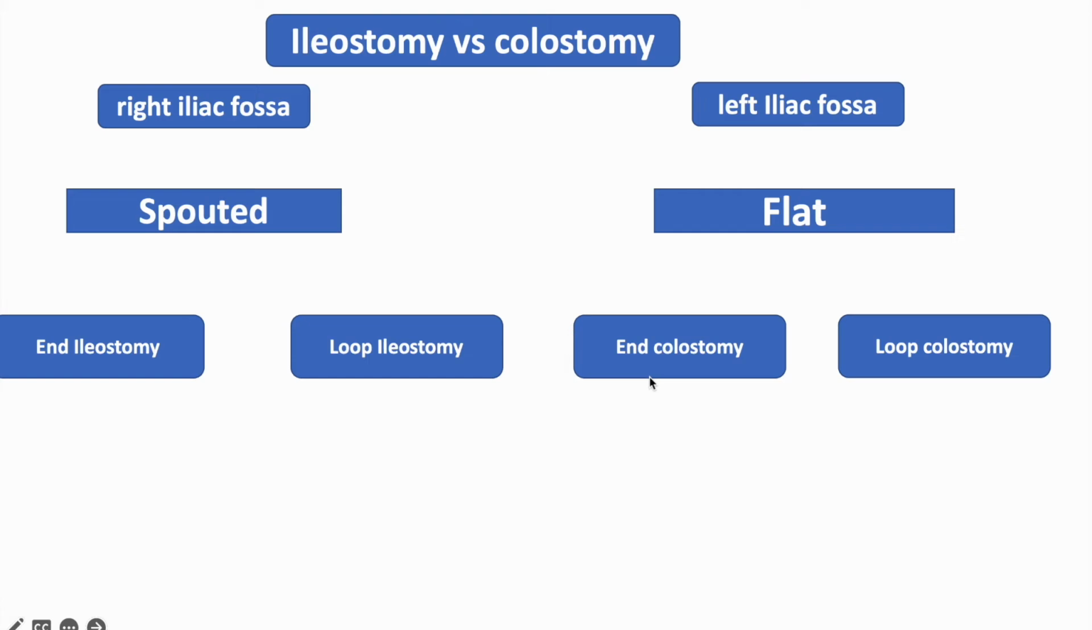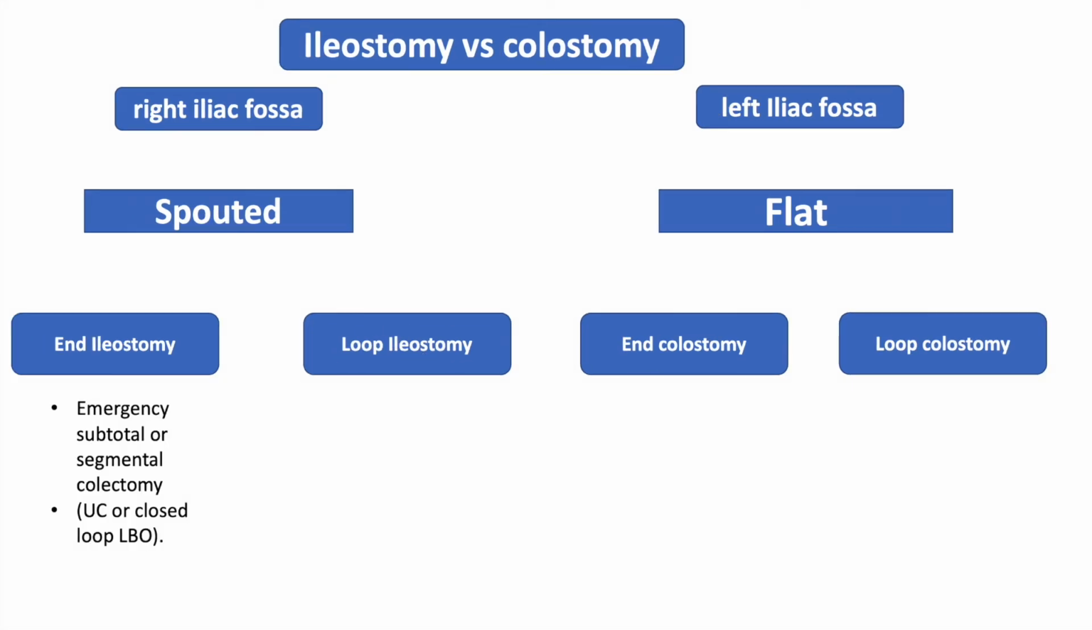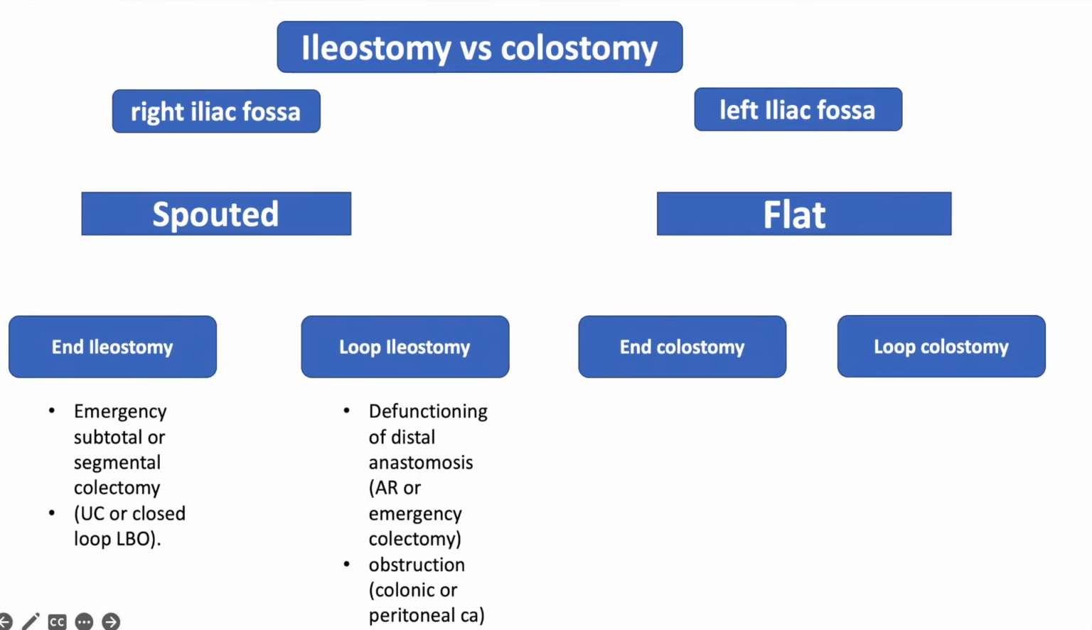Each one of them does have different indications from the other. End ileostomy, for example, can be used in emergency subtotal or segmental colectomy, and in conditions like ulcerative colitis and large bowel obstruction. Basically, in any condition that will require removal of the colon. Loop ileostomy is better for defunctioning, for whatever the reason is.